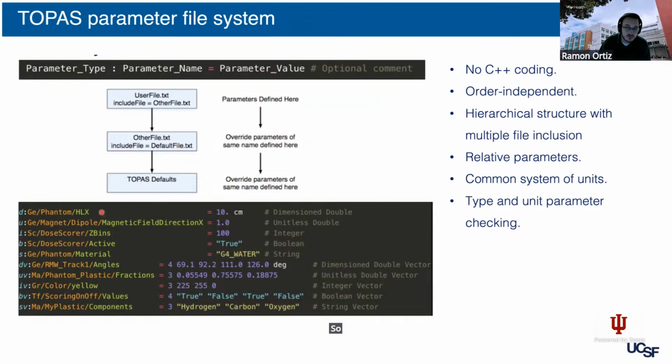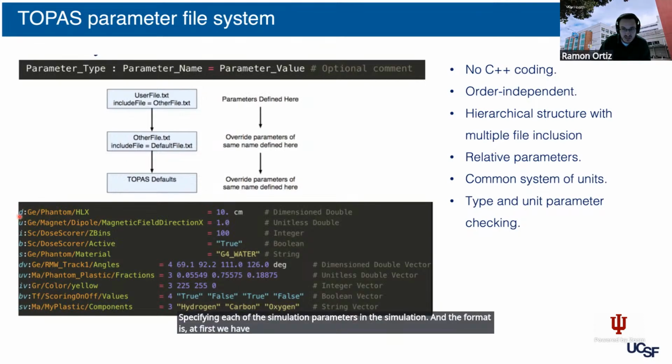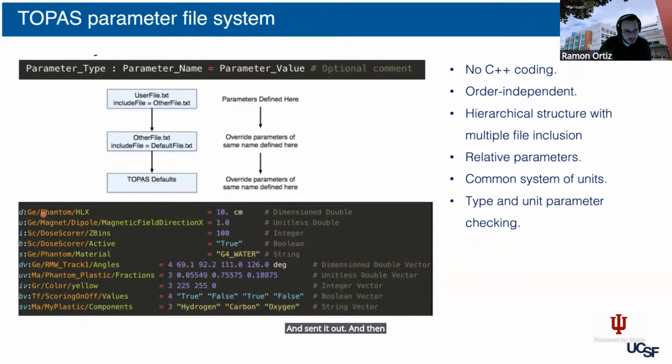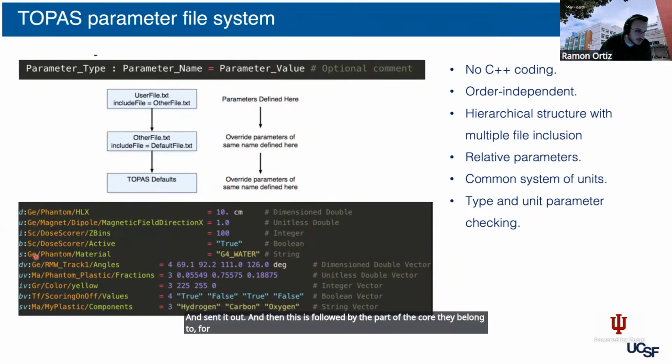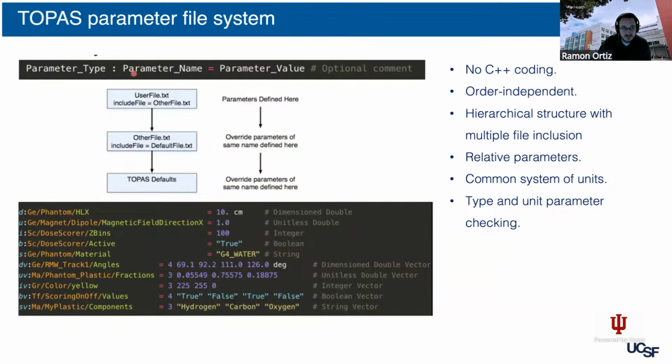So each parameter file consists of simple text lines specifying each of the simulation parameters in the simulation. And the format is, at first we have basically the type of variable, which can be a double, integer, a vector of booleans, etc. And then this is followed by the part of the code they belong to, for example, geometry, scoring, material, graphics, time features, and many others. And then we specify the parameter name. There are many built-in parameters in TOPAS already, and also the value of this parameter.